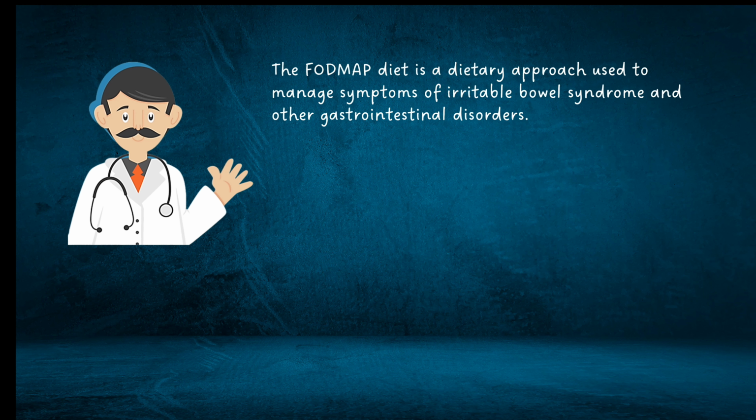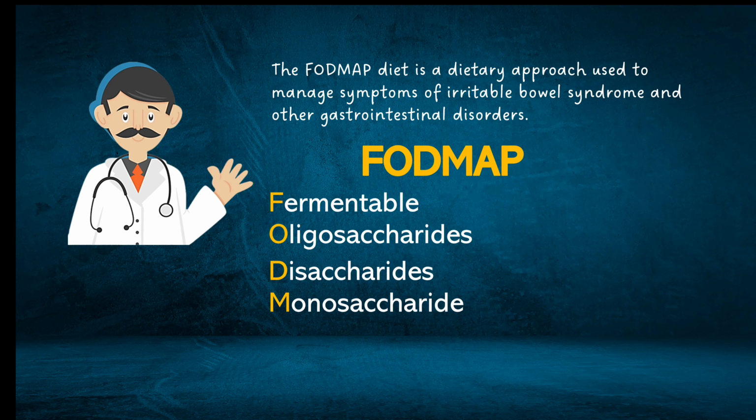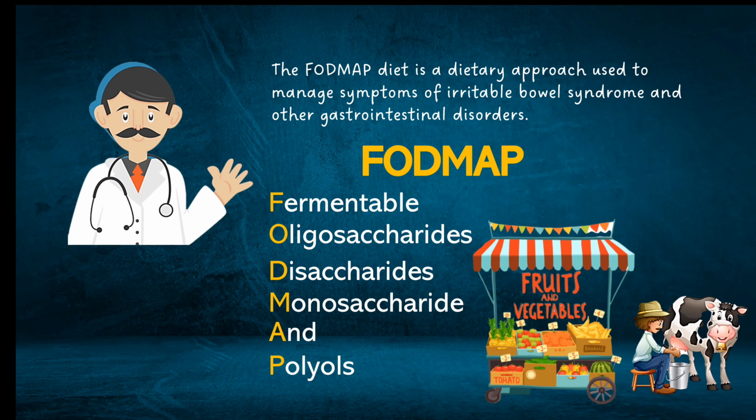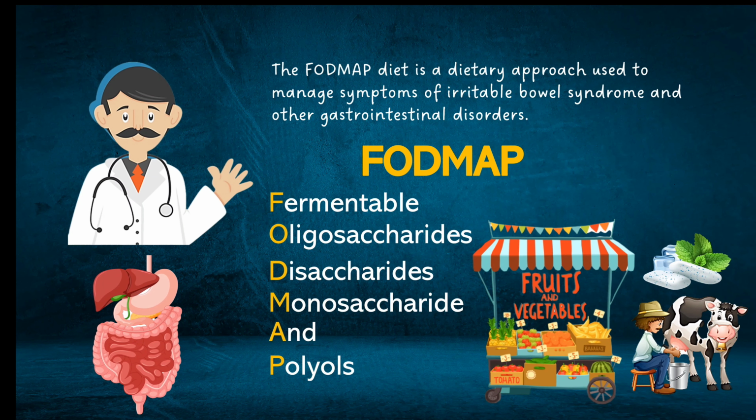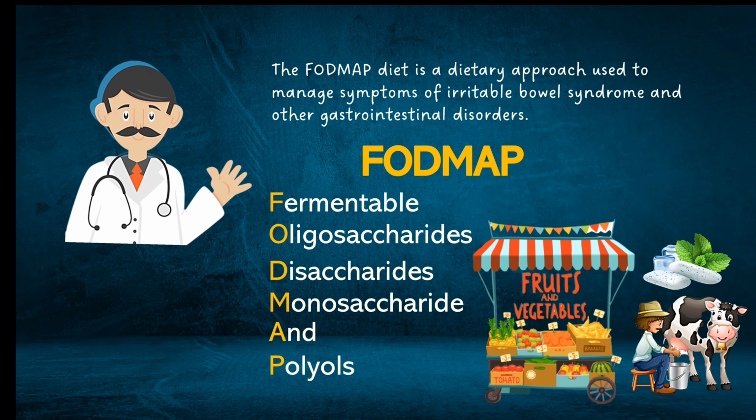Let's recap. The FODMAP diet is a dietary approach used to manage symptoms of irritable bowel syndrome and other gastrointestinal disorders. FODMAP stands for Fermentable Oligosaccharides, Disaccharides, Monosaccharide, and Polyols. These are specific types of carbohydrates found in foods that can be difficult for some people to digest and cause bloating, gas, abdominal pain, and diarrhea. Following a low FODMAP diet may help to reduce these symptoms but should be only followed under the guidance of a registered dietitian.